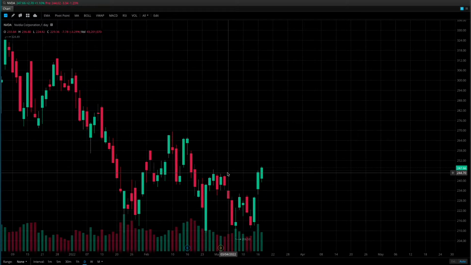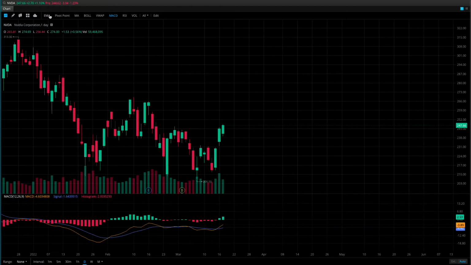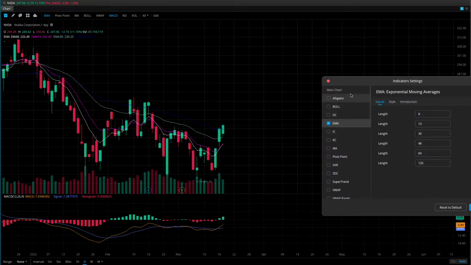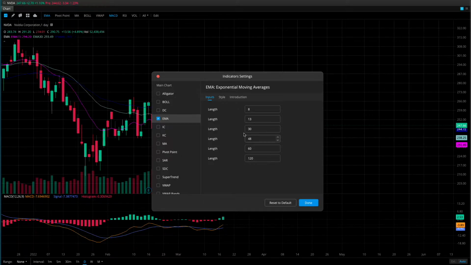So the first thing I add to the chart is the MACD, and then I also add in the EMA. You can see that I already have the settings for it. But you can have the 8 EMA, the 13 EMA, the 30, and the 48. But for simplicity, I like to just really have the 13, 30, and 48. These could be different numbers for you, and so you would have to change the length of time. But just 13, 30, and 48.